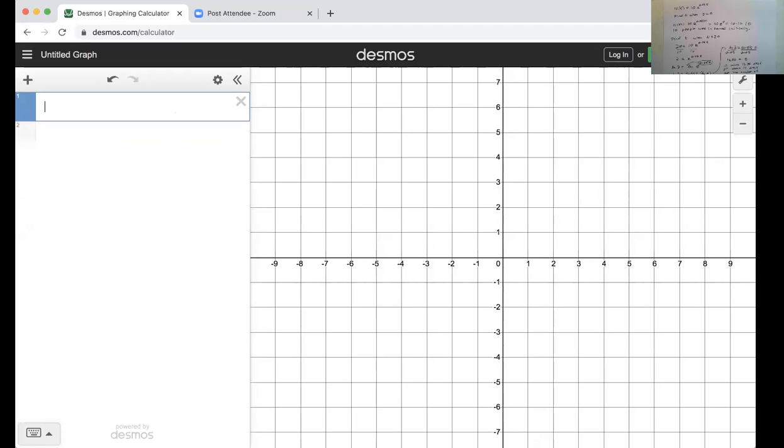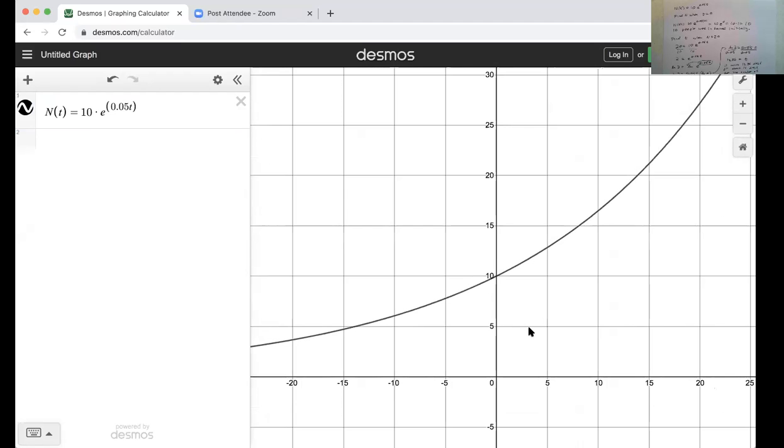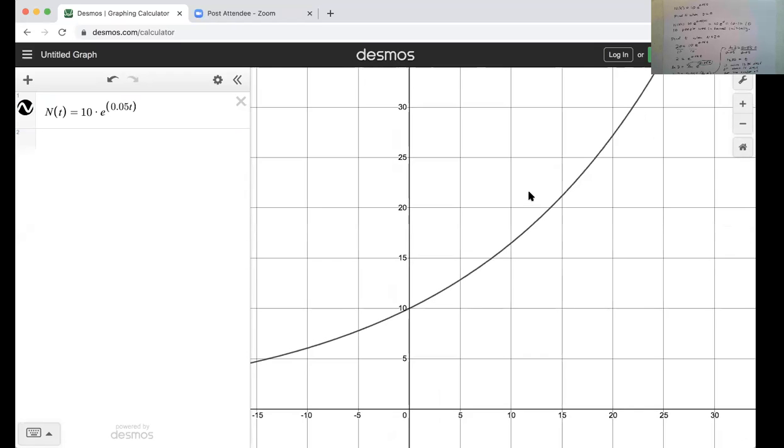So the function N of t, I don't know if it'll let me use N of t, but I'll try. N of t equals 10 times e to the 0.05 t. Does it like t? It seems to. So notice it starts at 10, and 14 days later, if I get to 14, it's doubled. There you go, approximately. And this is the curve.